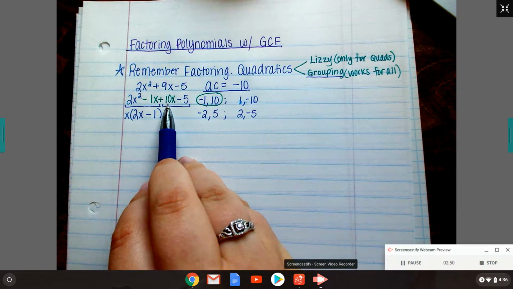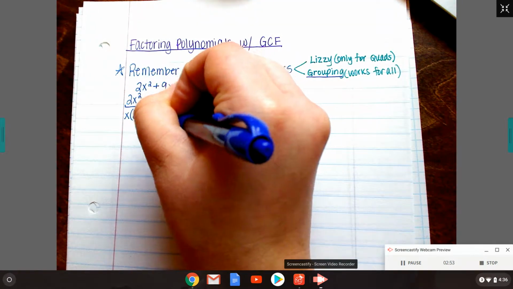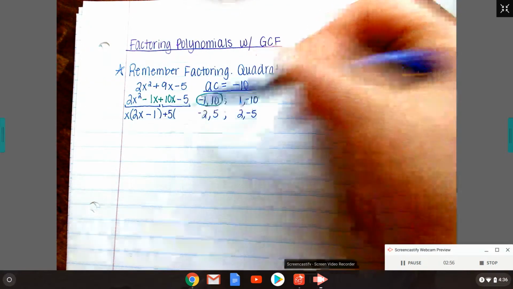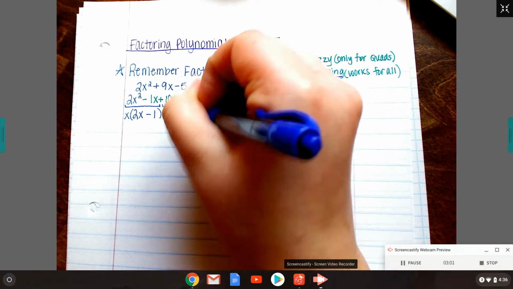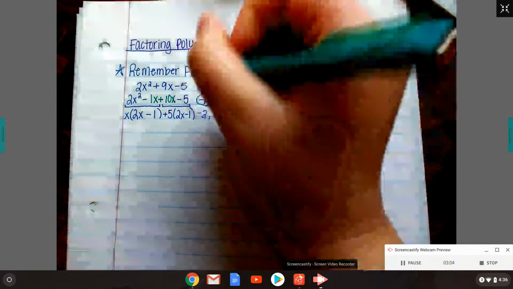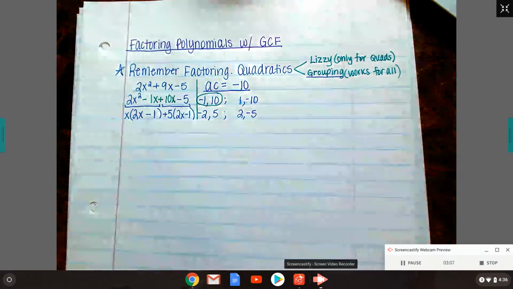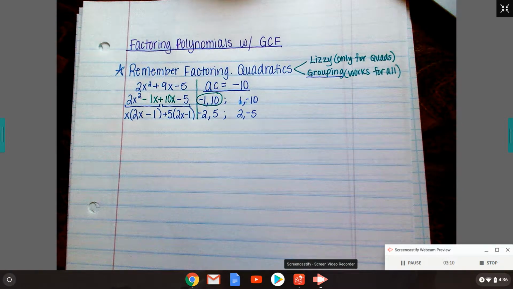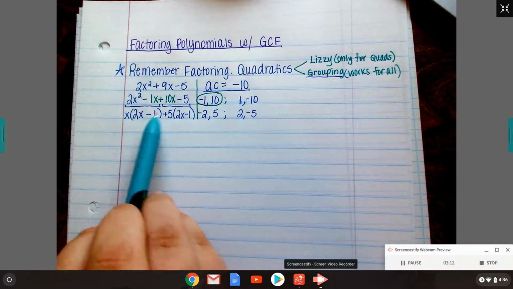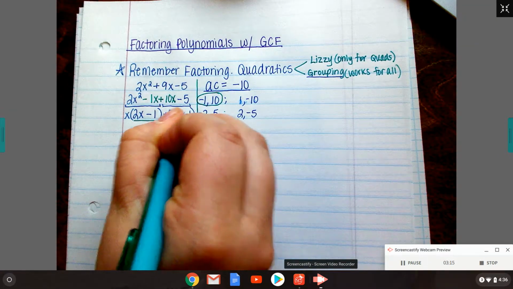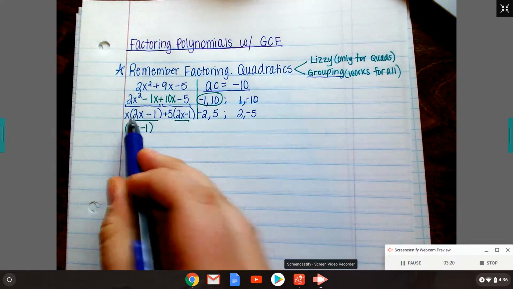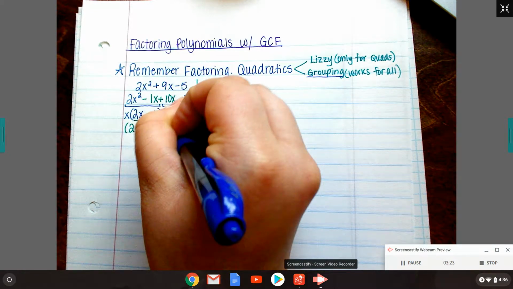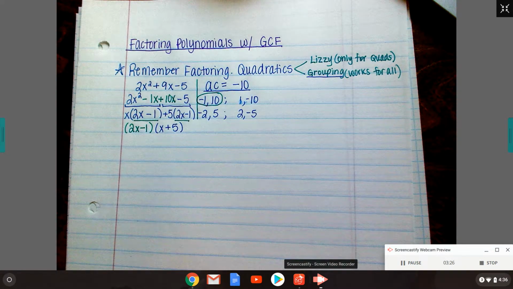With my second group, 10 and 5, I can pull out a positive 5. And 5 times what is 10x? I need a 2x. And 5 times what is negative 5? I need a negative 1. Let me draw a line here so it's a little bit more easy to see. So from here, our game plan always is to notice that what's in the parentheses matches. So these are going to end up being the first piece of it, 2x minus 1. And what's left outside is the other piece, x plus 5. And there we go. There is a factoring problem from quadratics back in chapter 1.